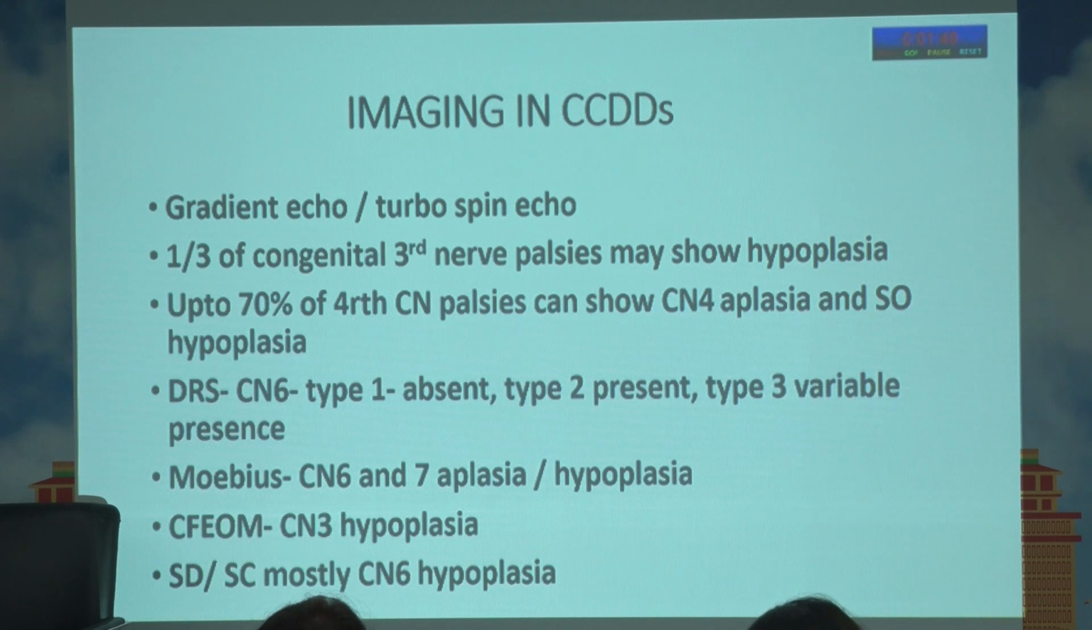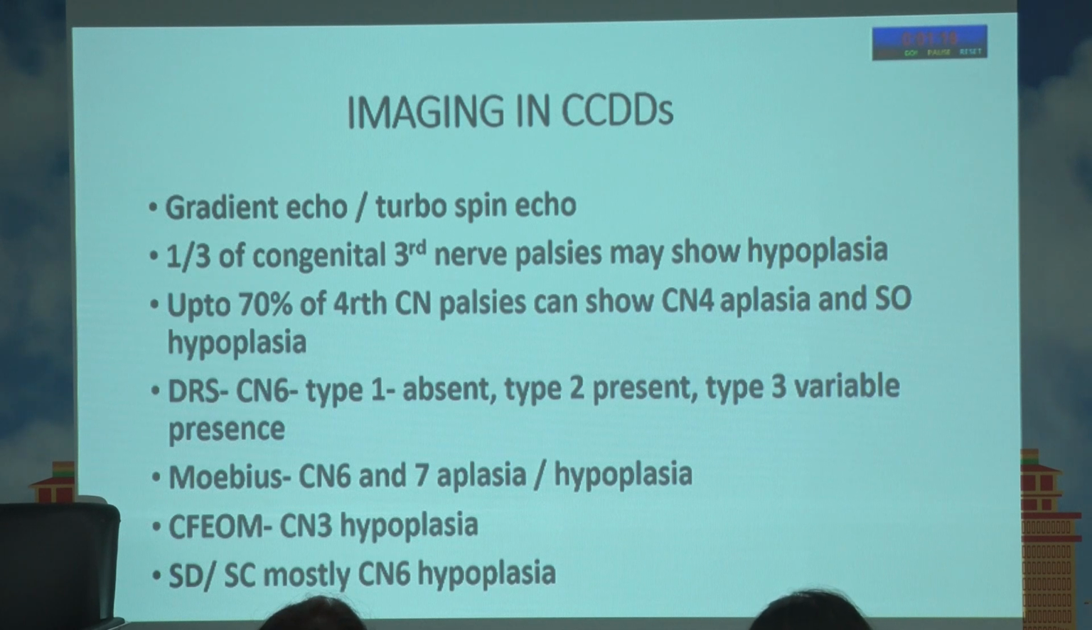Now imaging has been a great help. We know one third of third nerve palsies may show hypoplasia. Up to 70% of fourth nerve palsies can show CN4 hypoplasia or aplasia. And in DRS, you have cranial nerve 6 absence or hypoplasia. In type 1, it could be absent. In type 2, it is present, and in type 3, it could be variably present. So in DRS also, imaging is going to help you.